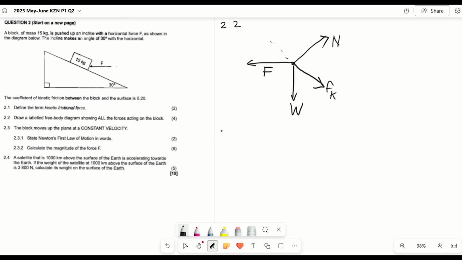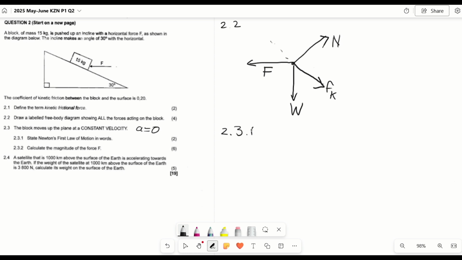And then in 2.3, they say the block moves up the plane at a constant velocity, meaning acceleration is 0. In 2.3.1, state Newton's first law of motion in words. Now, Newton's first law of motion says a body will remain at a state of rest or motion at a constant velocity unless a non-zero resultant net force acts on it.